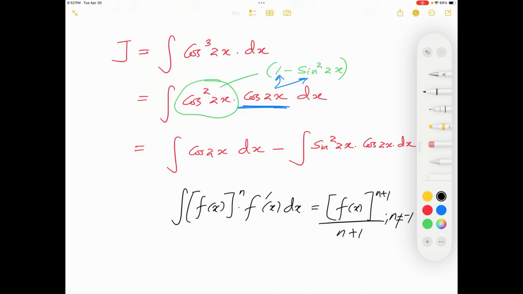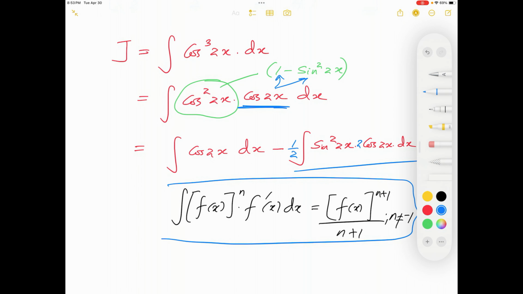Alright, now to apply this theorem, I can identify sine 2x as my f of x. I can identify 2 as the power n. And then I need f prime x, which is the derivative of sine 2x. We know the derivative of sine 2x is equal to cosine 2x times 2. What I don't have is just the times 2 term. I can write a times 2 somewhere here, and then I can divide that out by writing a 1/2 outside. Now for this integral, I can directly apply the theorem right here.